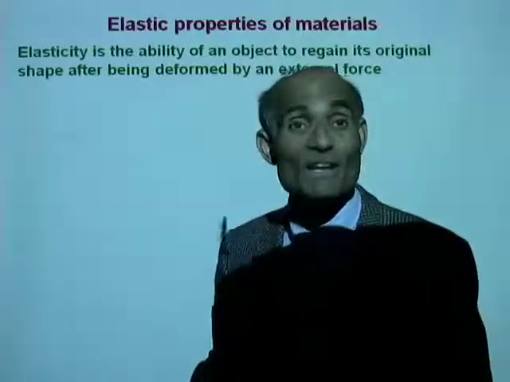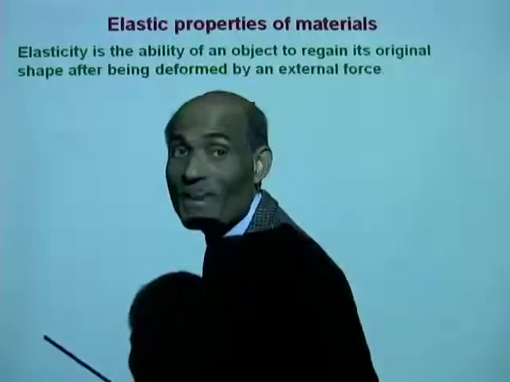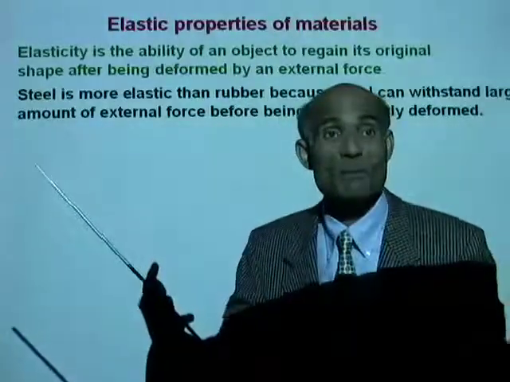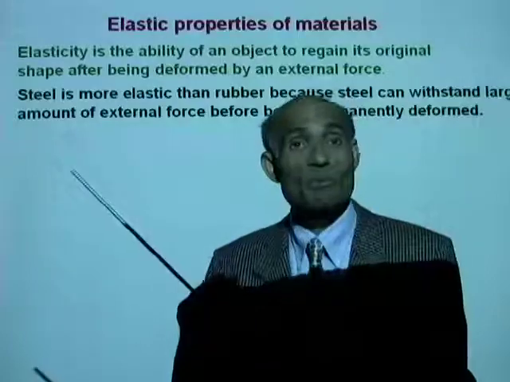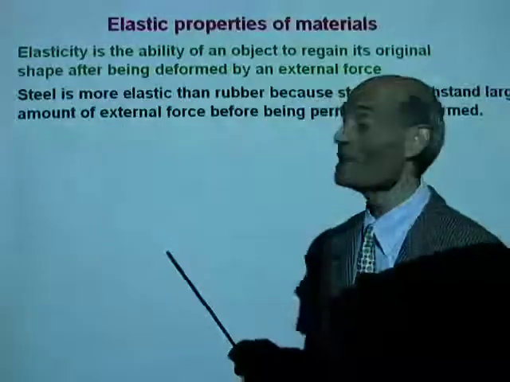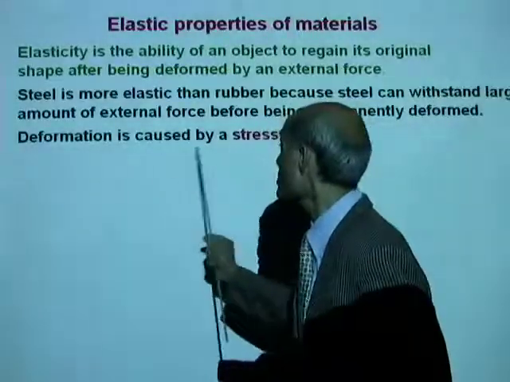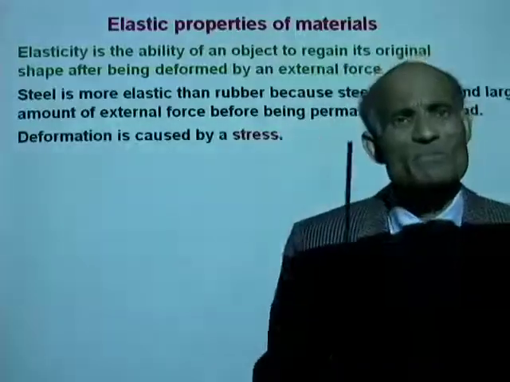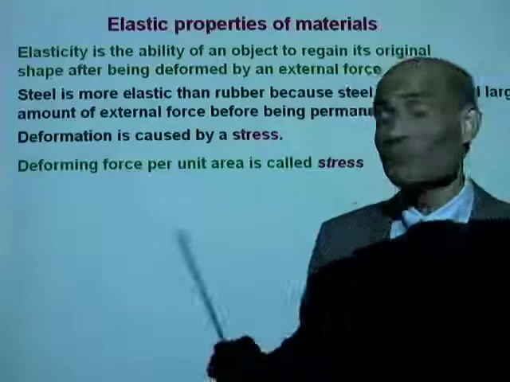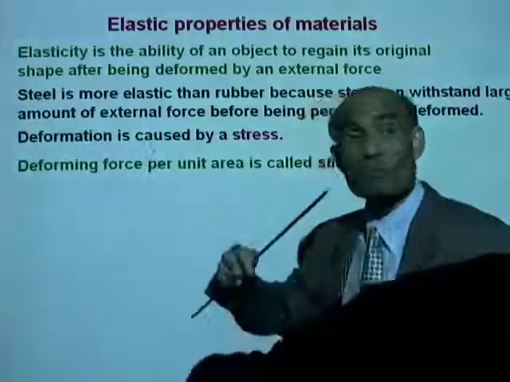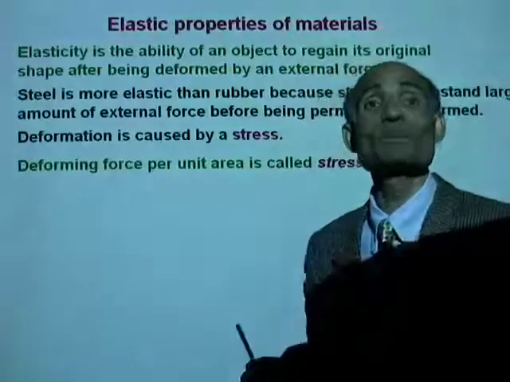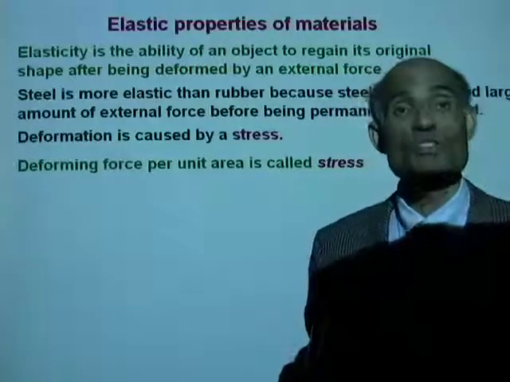Alright, steel is much more elastic than rubber because steel can withstand large amount of deforming forces but still keep its shape. Deformation is caused by a stress. What is the meaning of stress? Stress, deforming force per unit area. Force per unit area is called stress.